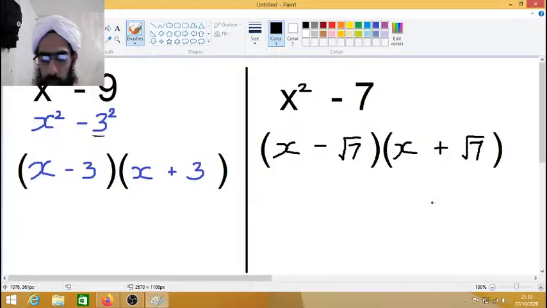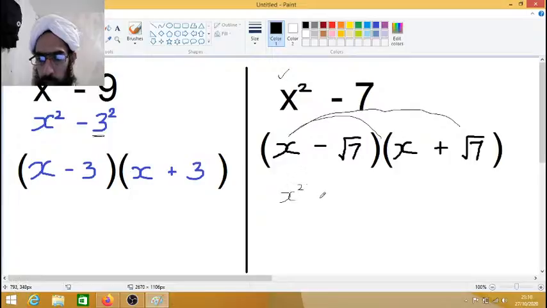You can check your answer by multiplying out the brackets. So we've got x times x, that makes the x squared. You've got x times root 7, so x times root 7 would be root 7x. Then we've got the minus root 7 times x. That's root 7x with a minus. And then you've got minus root 7 times root 7.